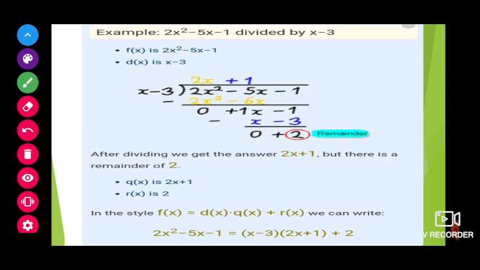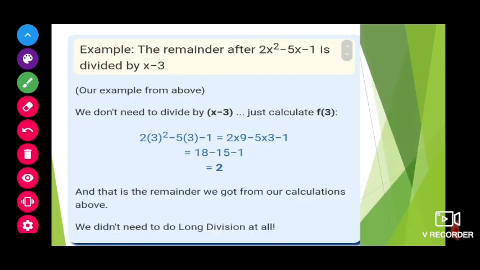Okay, so here we did a long process, a division, assumption, each and everything. Instead of doing this, in one more way we can find what will be the remainder if we divide one expression with another expression. Now here the dividend is 2x square minus 5x minus 1, and it will be divided by x minus 3.